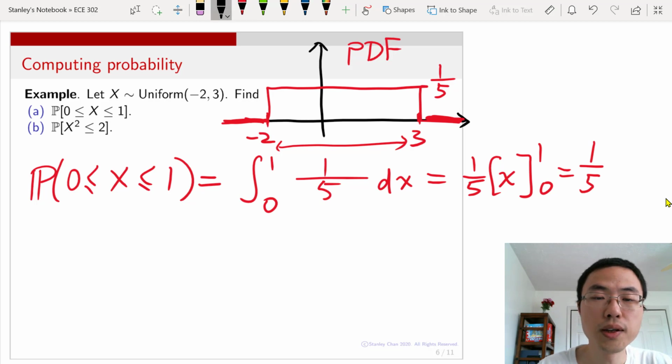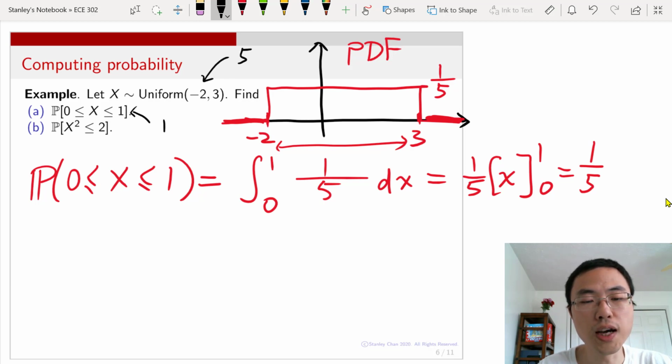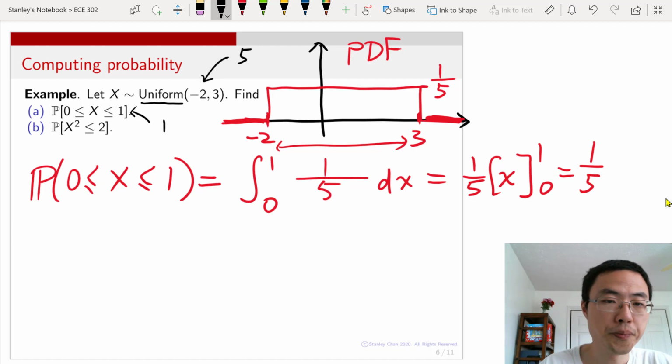Now, if you'd like to bypass this integration, you can also say that the size of this set is just 1. The size of the whole interval is 5, and so you have 1 over 5. So that's also allowed because this is a very simple random variable.